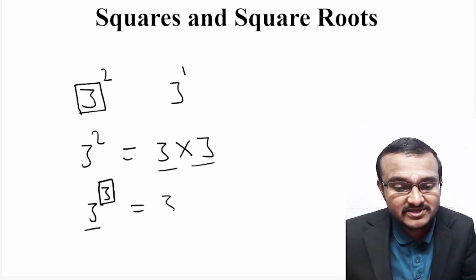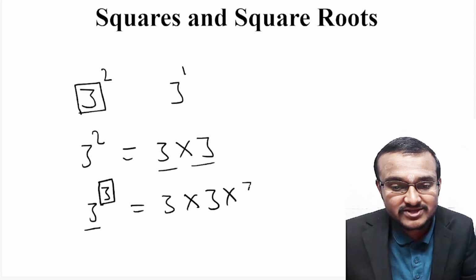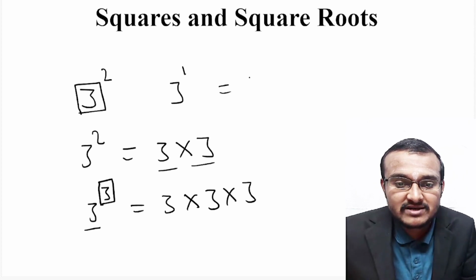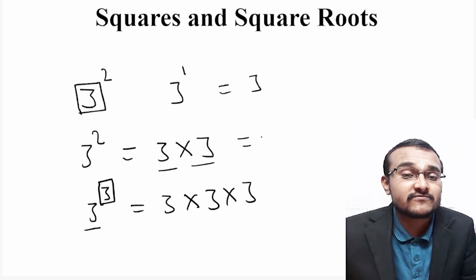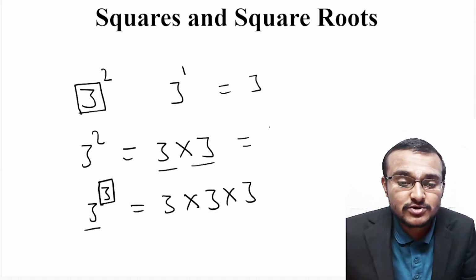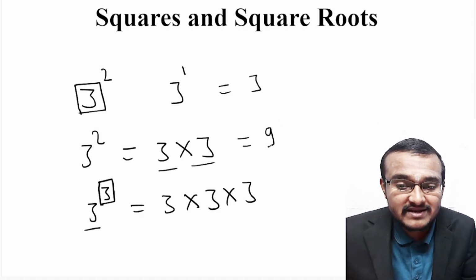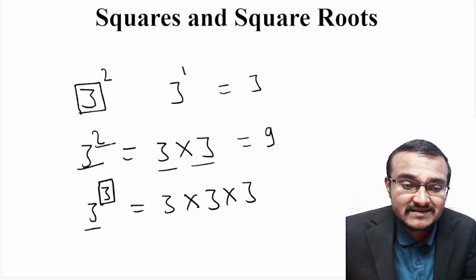So that will actually give you 3 into 3 into 3. So what is the value of 3 power 1? That is 3. What is the value of 3 square, or 3 power 2? That is 9. So this is known as 3 power 2. This is known as 3 power 3.